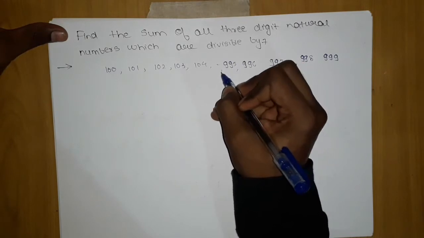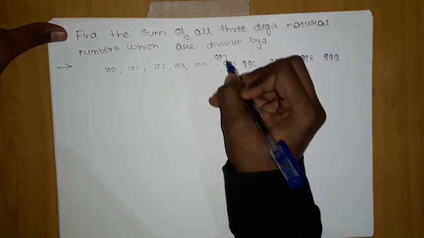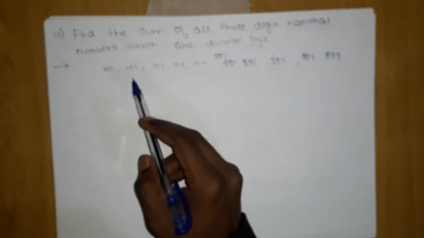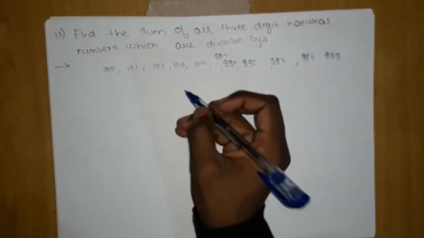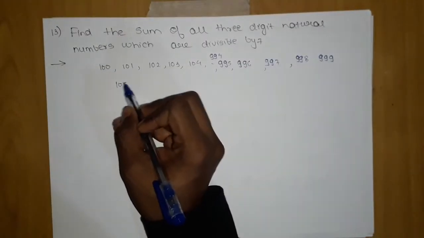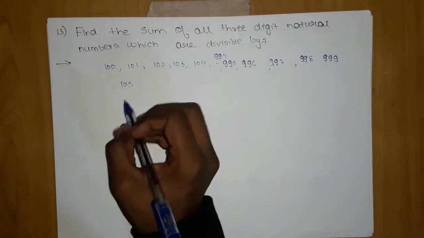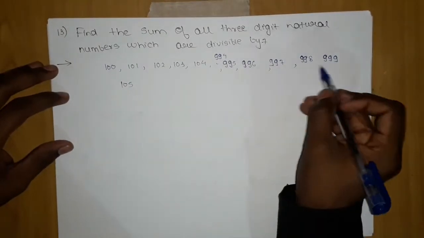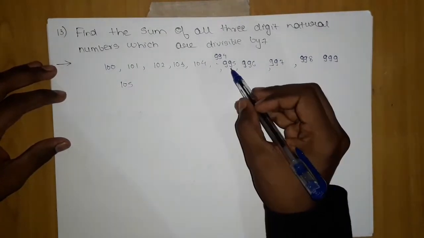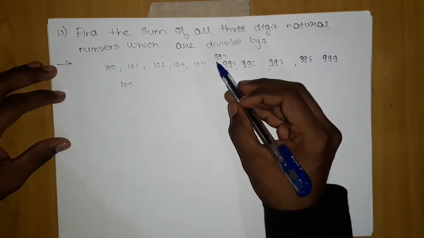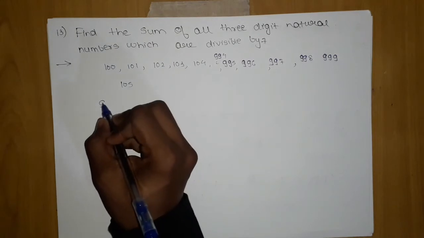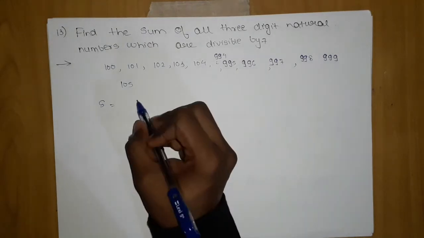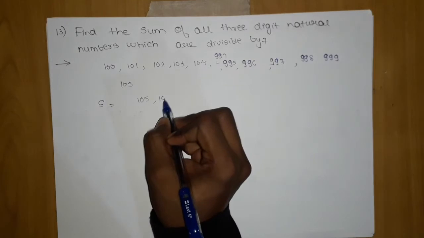Let's check 995, then 994. And let's check which is the first number which is divisible. This is not divisible, no. Let's check 105. Yes, it is divisible. So we got a series, and from the end, 994 is divisible. So we got a sequence which starts at 105, and the common difference is 7.